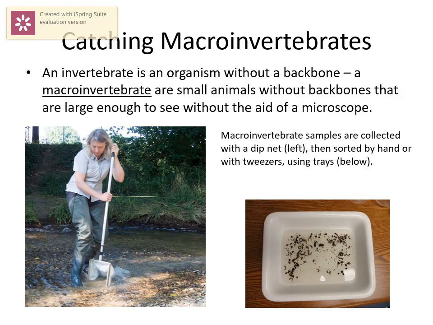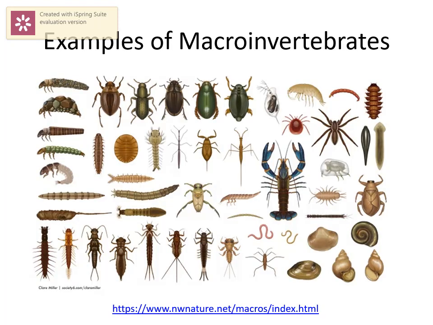And macroinvertebrate samples are collected with a dip net, and this is what we would use in lab, and then sorted by hands or by tweezers using trays like we see below. So here's an example of different types of macroinvertebrates. And you don't have to know any of these by name or ID them as such, but if you are curious about what macroinvertebrates are out there, there's a link down here at the bottom of the PowerPoint.